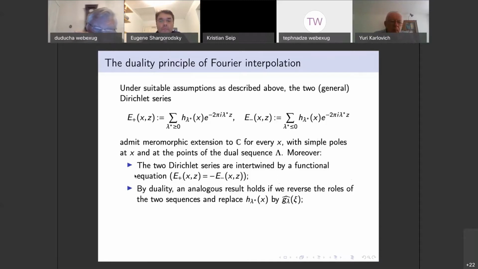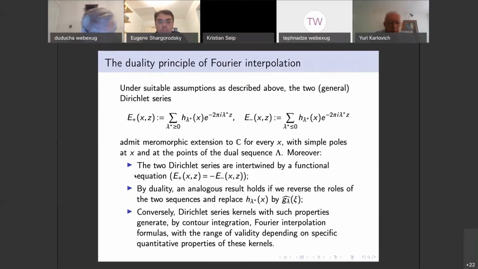I am lying a little bit to you because there is something going on at zero, but this is so minor that I decided I would just skip it. So you have to put half weight on the zero if it is a frequency in your sequence. And of course, by duality, you have the analogous result if we reverse the roles of the two sequences and replace H sub lambda star by G hat sub lambda. Okay, so now we can move on.